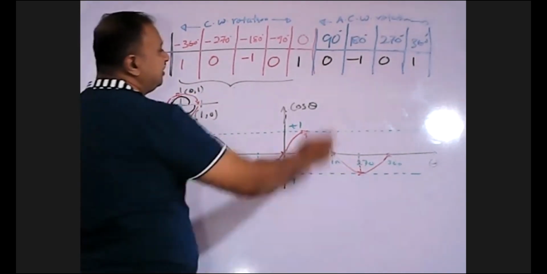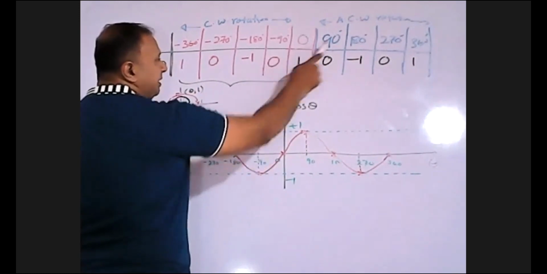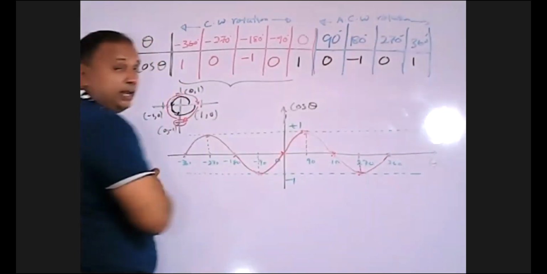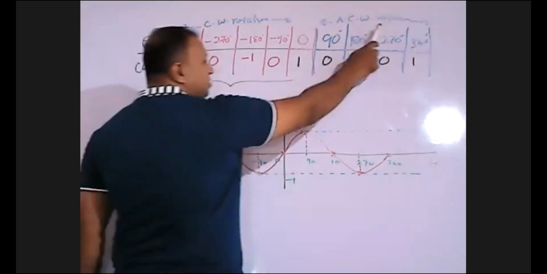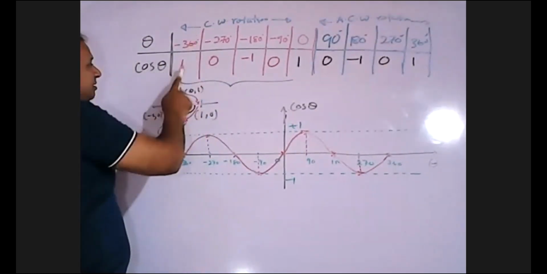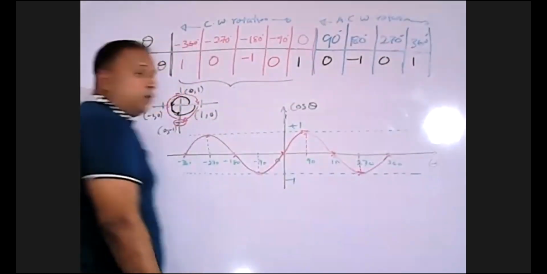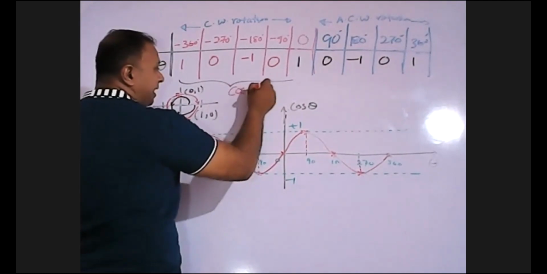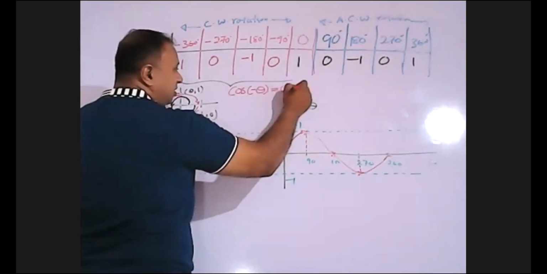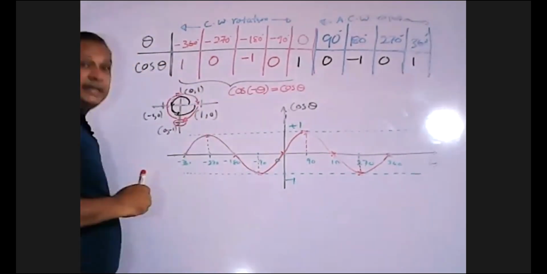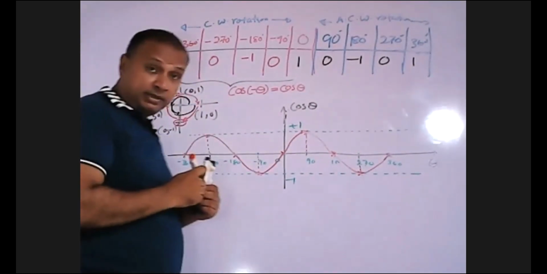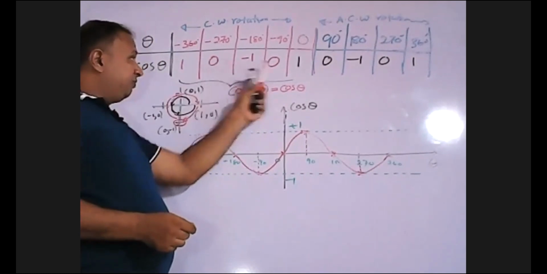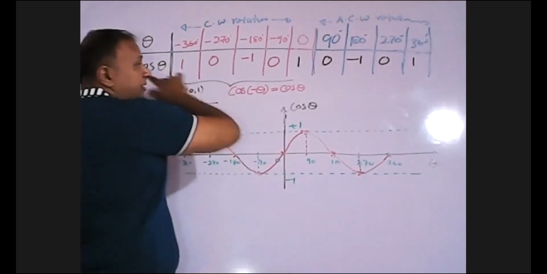Look at this. Minus 90 and plus 90, both are equal. Minus 180 and plus 180, both are equal. Minus 270 and plus 270, both are equal. Minus 360 and plus 360 are equal. That means cos minus theta is equal to cos theta. It is a very important lesson. Cos minus theta is equal to cos theta. I think we have done this one, but we can prove that thing using this table.